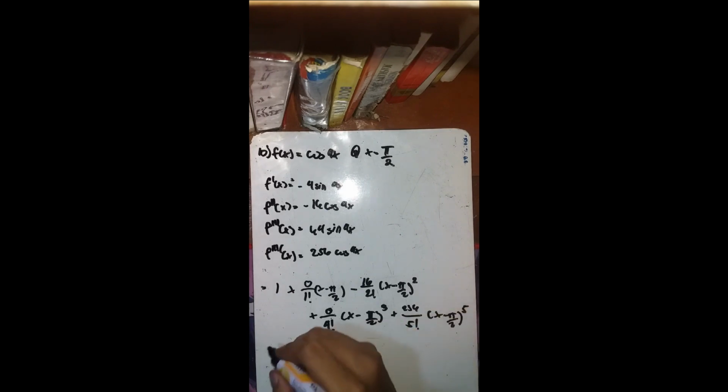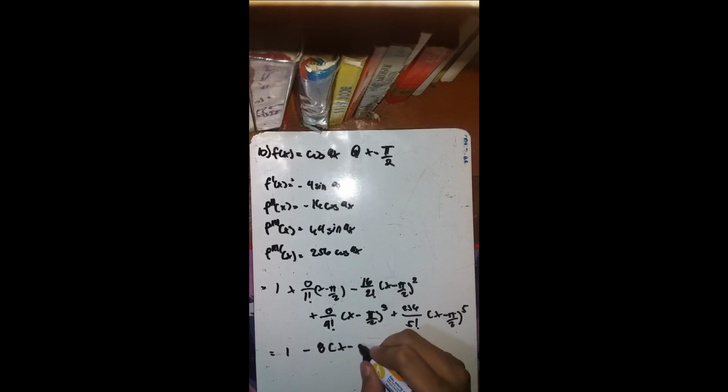Simplified, so we have here 1 minus, this is 8 times (x minus pi over 2) squared. Next, we have here plus 32 all over 3 times (x minus pi over 2) raised to the fourth. Plus so on and so forth. So this is my final answer for my last number.